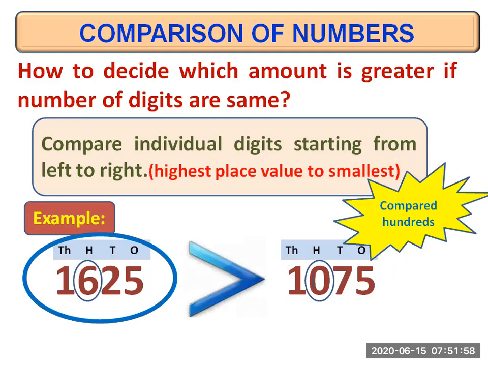And how will we write it? We'll write it as 1625 is greater than 1075.